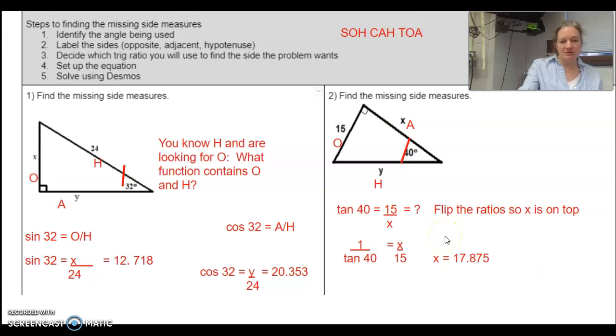Whoops. And that's what you're going to do. Let me go back. You're going to find y. So you're going to look and say, which side do I know? Well, I know O, and I'm looking for h. Which function has O and h in it? And then I want you to find the actual solution on the Edpuzzle right now.